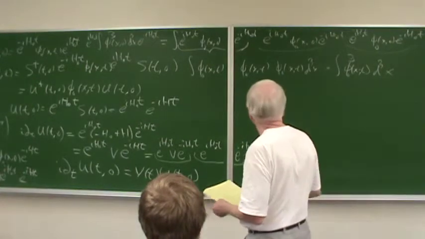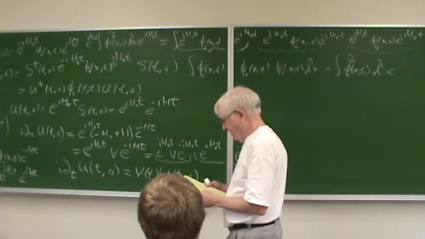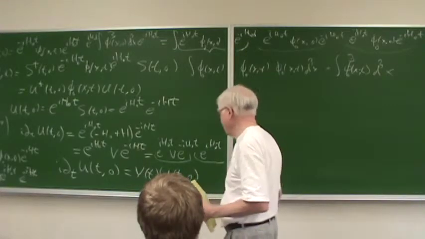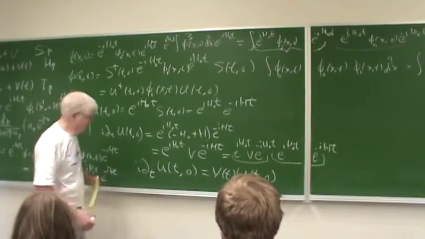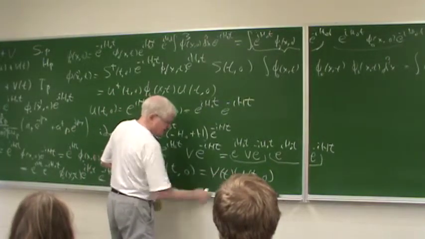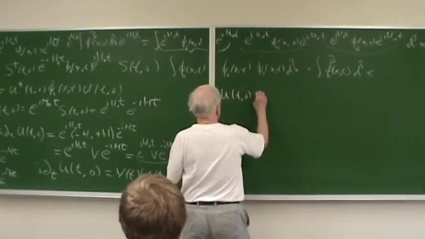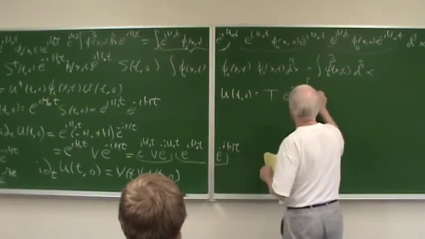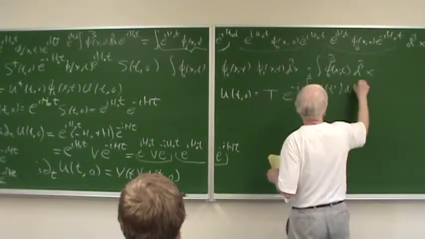Okay. So that's the picture. This is the differential equation. And the solution is kind of obvious. I mean, it's obvious after you know what the answer is. If you have this equation, i d/dt u(t,0) = V(t) u(t,0), well, obviously the answer is u(t,0) is a time-ordered product of e to the minus i integral 0 to t V(t') dt'.